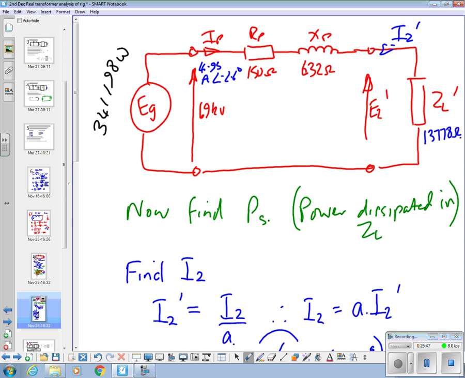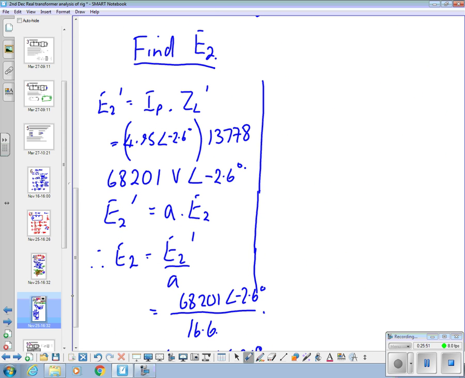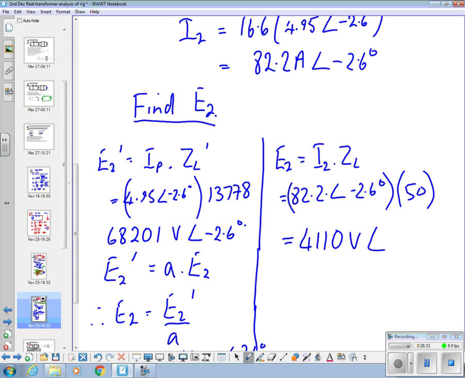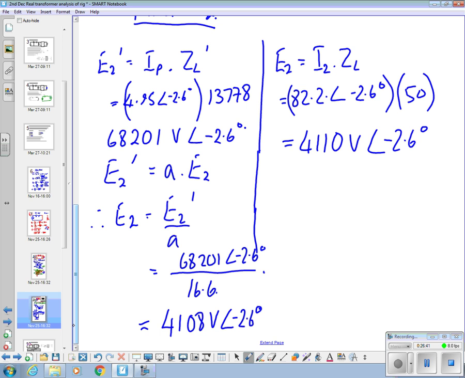As Matt said, he's spotted it, you can also find E2 directly from I2 times ZL. We calculated I2 to be 82.2 amps at angle minus 2.6 degrees. And we're going to multiply that by the connected 50 ohms. Equals 4110 volts, angle minus 2.6 degrees. How do they compare? 2 volts difference in 4,000. Don't care. Yeah?